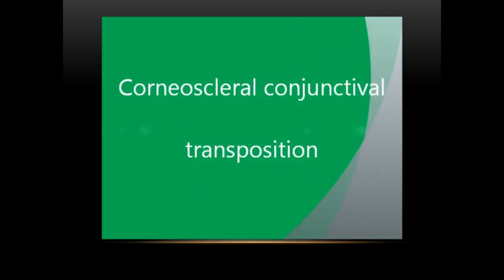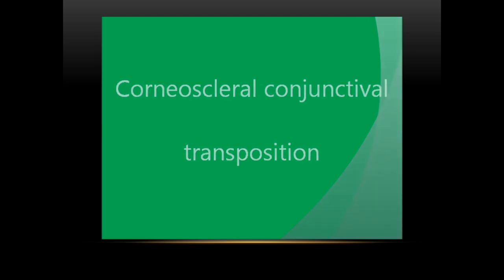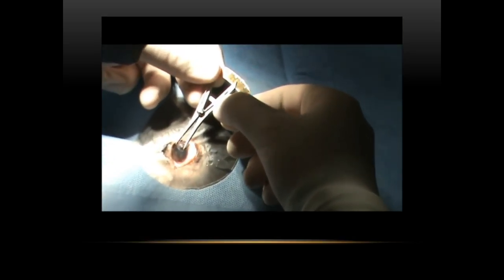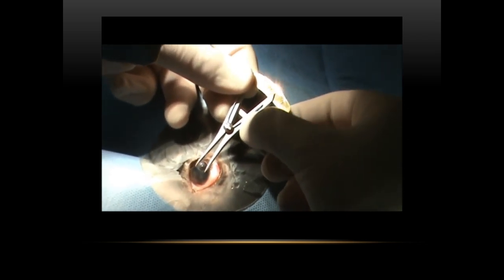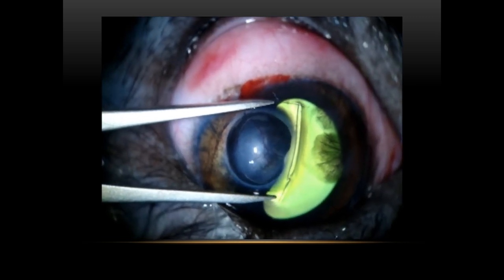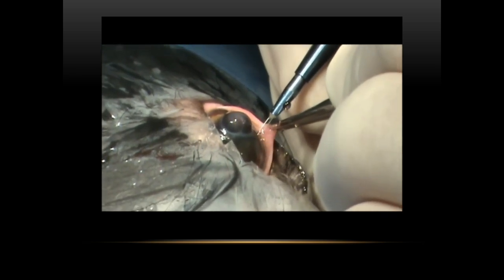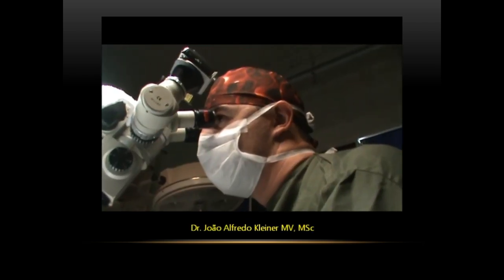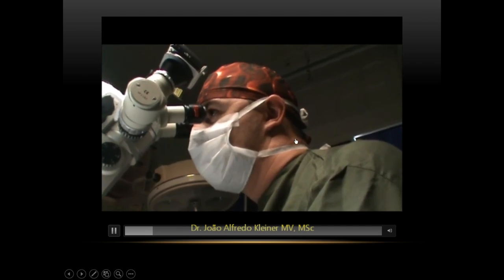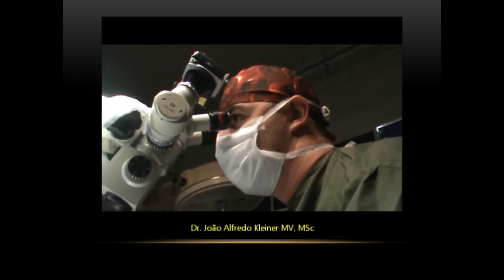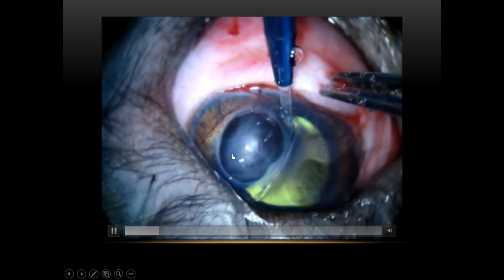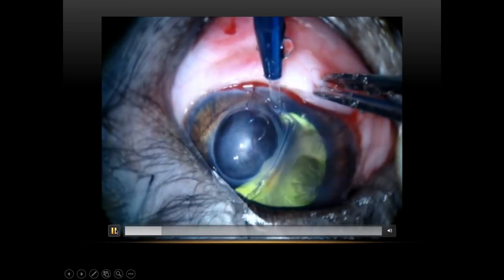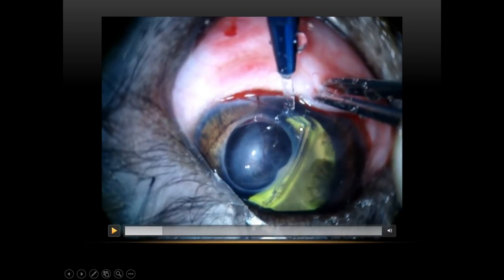In this case, we did corneal scleroconjunctival transposition. This is nice footage because we have the image from the microscope outside the microscope. This is the caliper, just measuring how much tissue we're gonna take off. So this is our surgical microscope with the camera. And this is the defect. I'm gonna stop the video a little bit here for you guys to appreciate.